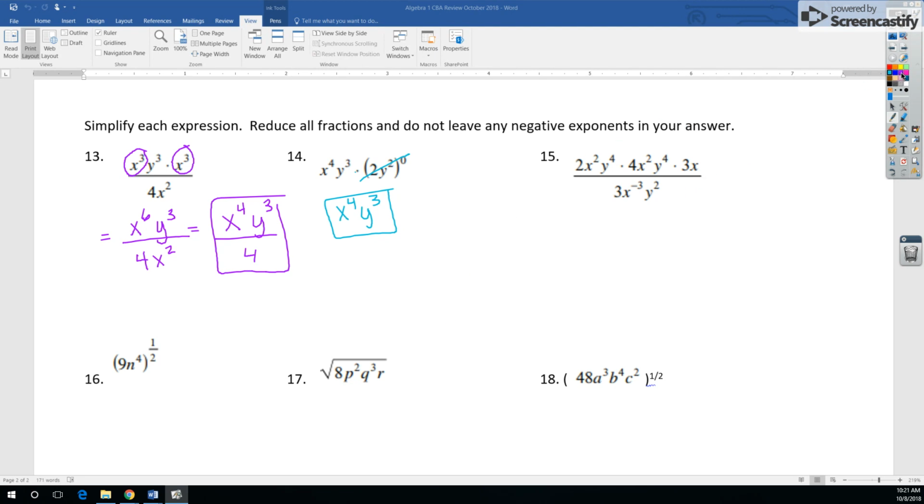All right, 15, a little more complicated here. I'm going to start with my coefficients. I have 2 times 4 times 3 divided by 3. 2 times 4 is 8. 8 times 3 is 24, and 24 divided by 3 is 8.